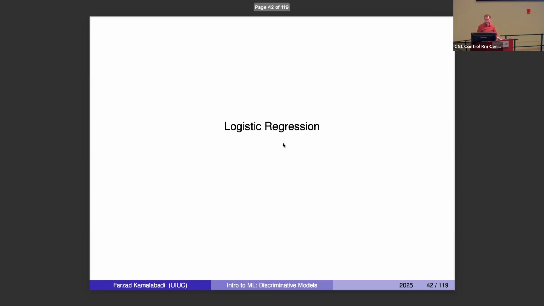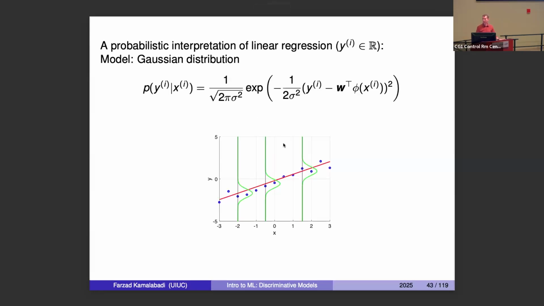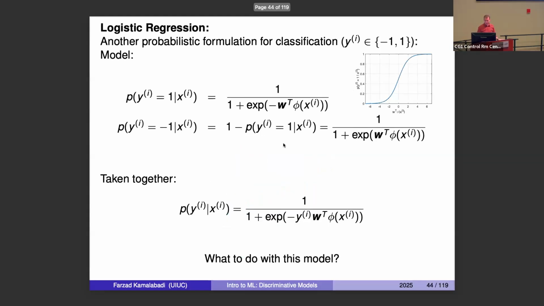Okay, how to fix it? And that's the topic of logistic regression. And I talked about the probabilistic interpretation. And the idea behind logistic regression is that perhaps Gaussian is not a good model for the data if our task is a binary classification, 1 or -1, or 0 or 1. Okay, so what would be a better probabilistic model?